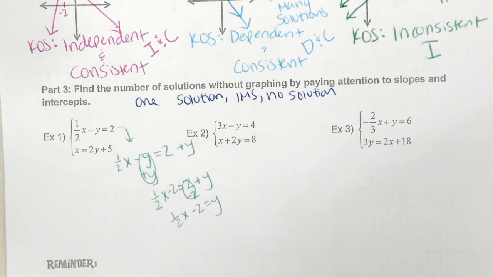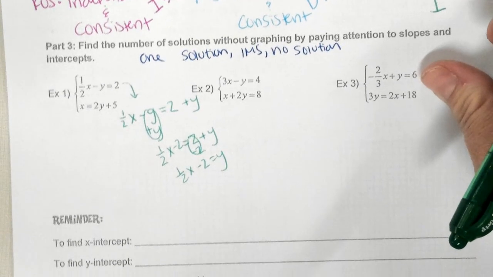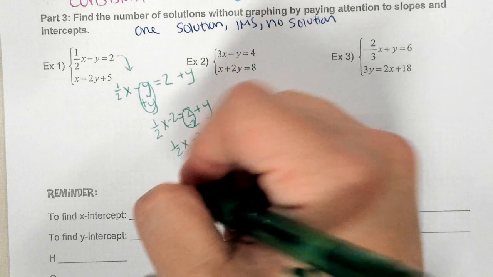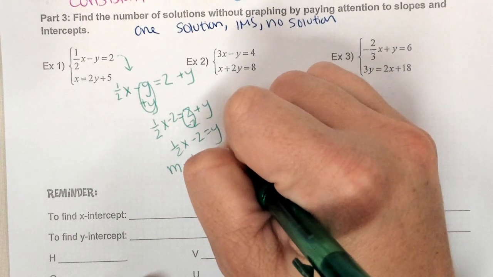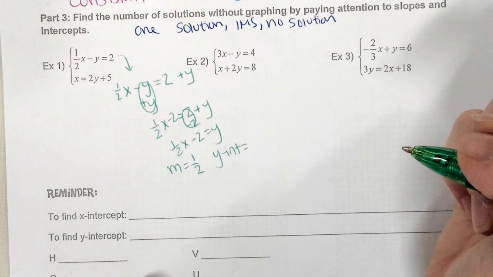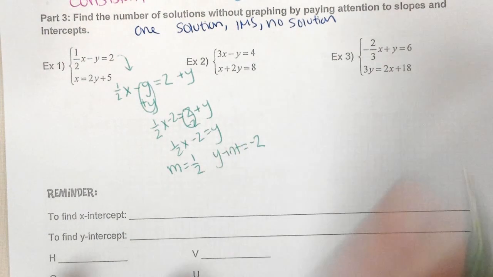So knowing that, now that y is by itself, what's my slope? A half. So m equals 1/2. And what's my y-intercept? Negative 2.